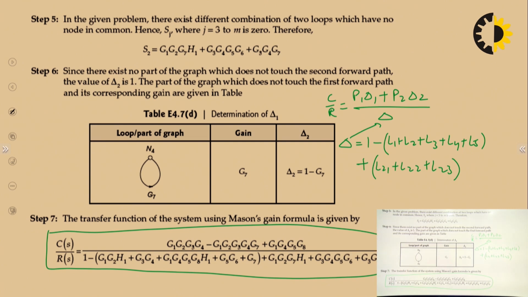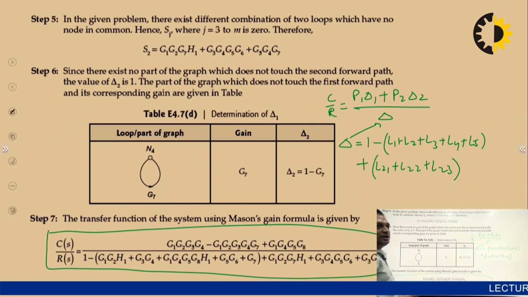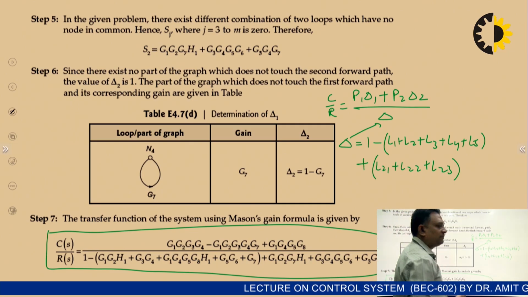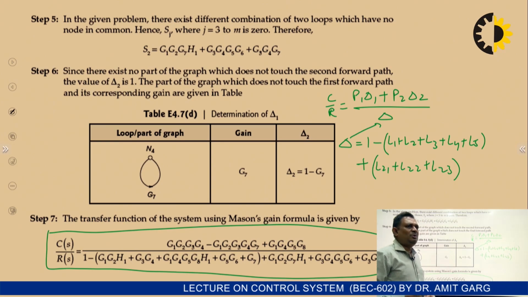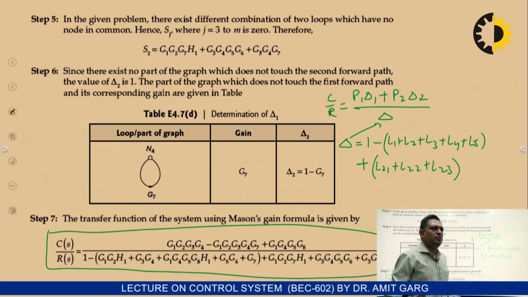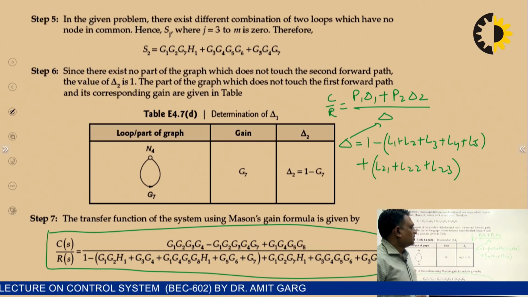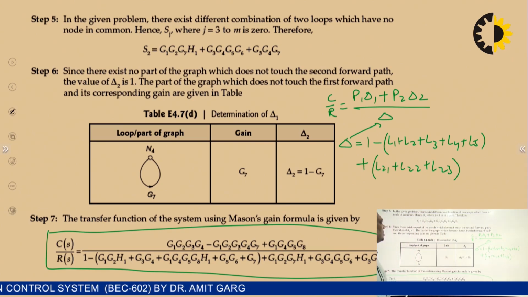So this is a bit complicated system, in which the number of loops is higher, and non-touching loops are also present in the system. But the problem becomes simpler if the number of loops is smaller, or if there are fewer non-touching loops.